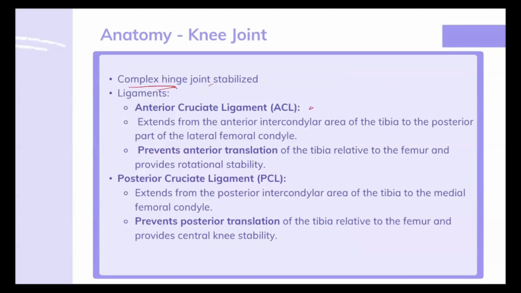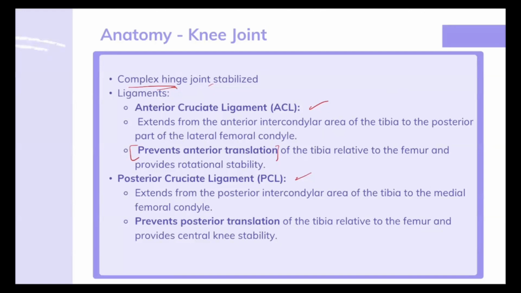Ligaments, as I mentioned, you have the ACL, you have the PCL. Now, their functions are important and they can be tested. So what is the ACL doing? The main thing it's doing, it's preventing anterior translation of the tibia. So it's preventing the tibia from moving too anterior to the femur. And it's also adding rotational stability.